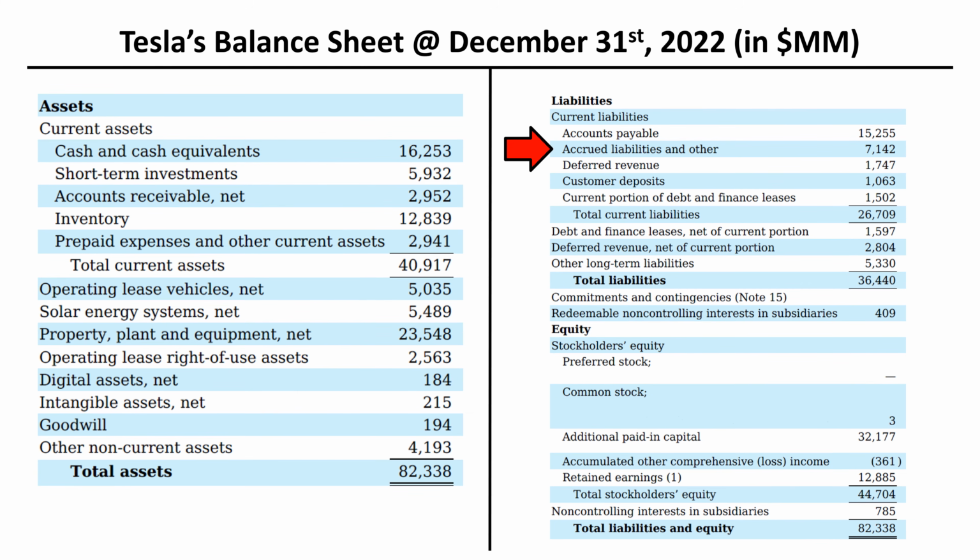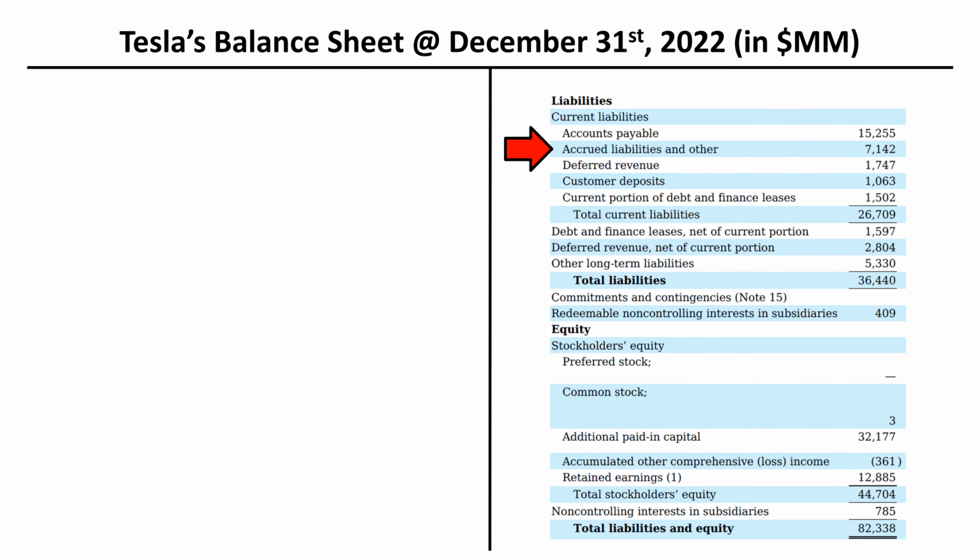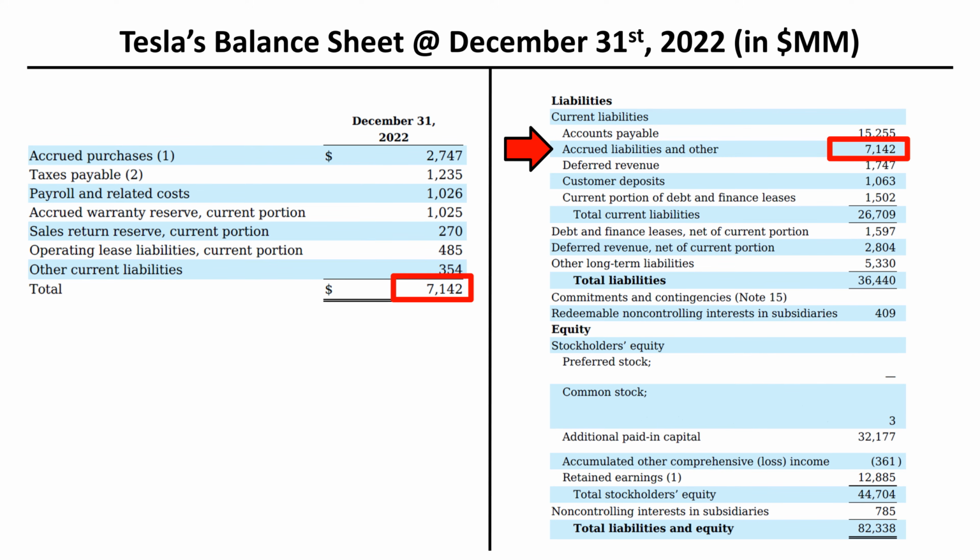Accrued liabilities and other of $7.1 billion is to a certain extent closely related to accounts payable. Here's the detail from the notes to the financial statements. The first line item, accrued purchases, reflects receipts of goods and services for which Tesla had not yet been invoiced. That will turn into accounts payable as soon as the invoices do arrive.